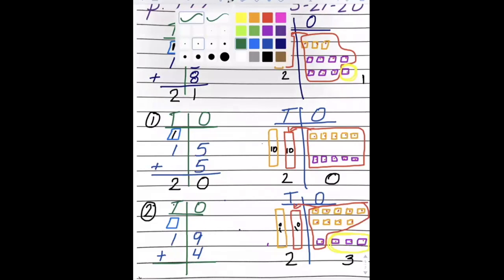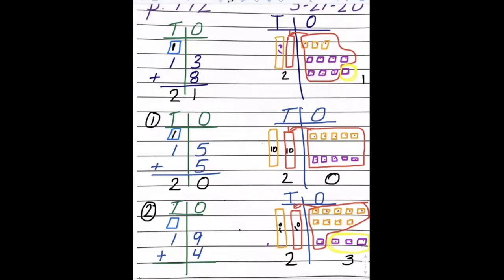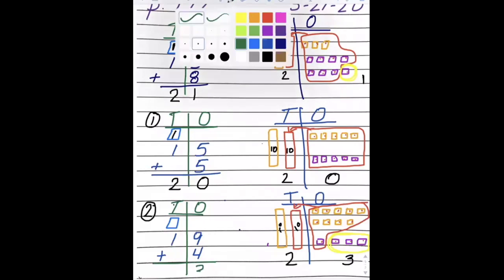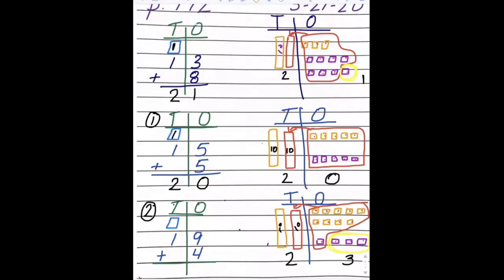Okay, so I write 13. Cool. Okay, let me change the color, sorry. Okay, it would be 3 ones, and I carry my group of 10 and put it in the box on the top. Okay, so one group of 10 plus another group of 10. Okay, so 1 ten plus 1 ten equals 2 tens. So 19 plus 4 is 23.